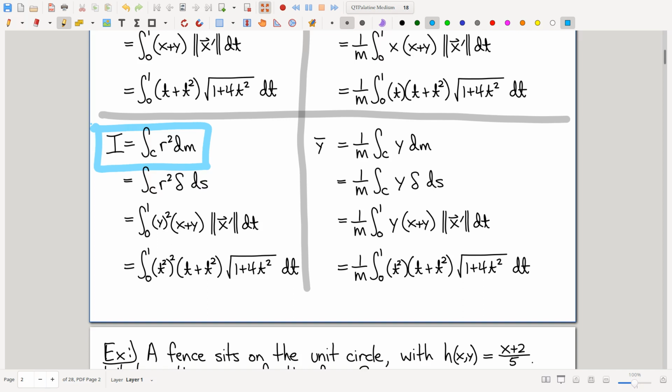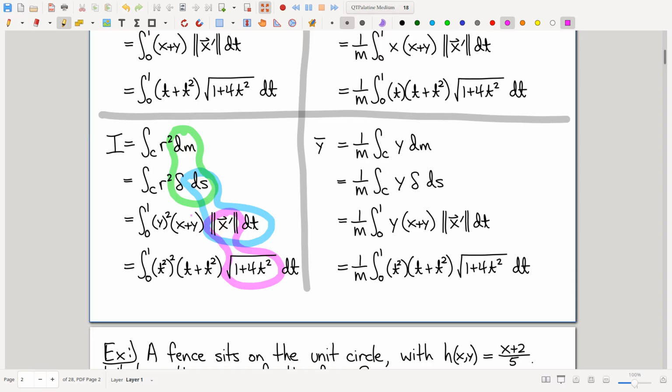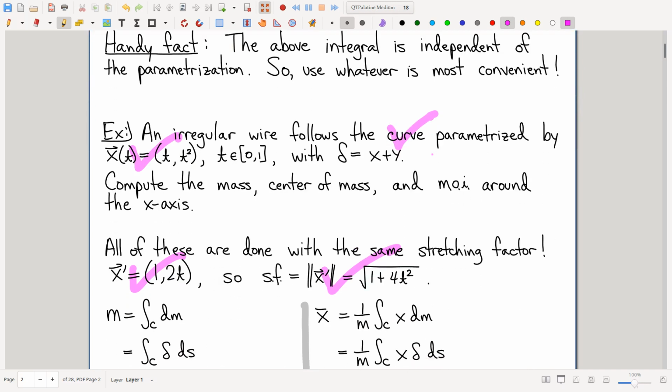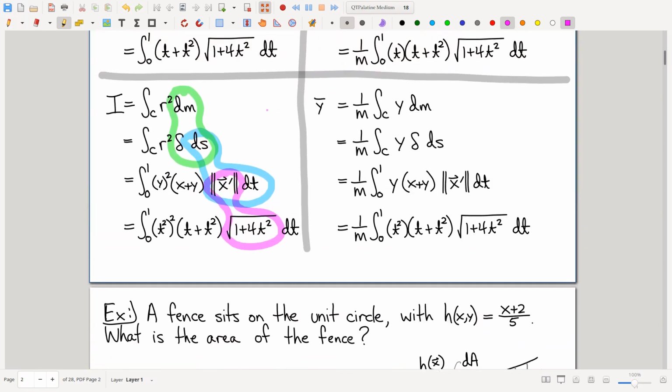So the more interesting part is what do we do with this integral? And I want you to notice how much of this is familiar. Mass is density times size, just like the previous example we did. Size is stretching factor times dt, just like the previous example we did. The stretching factor, again, same as in the previous example, because that stretching factor comes from the same velocity, which came from the same parameterization, which came from the same curve, because we're talking about the same wire. So a lot of that, again, we get to reuse for free.